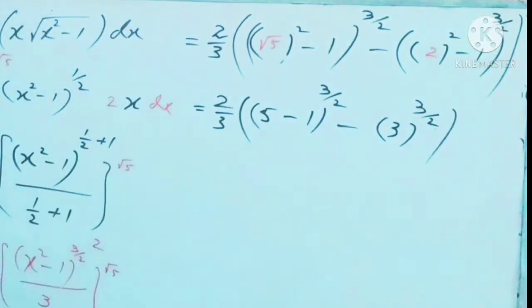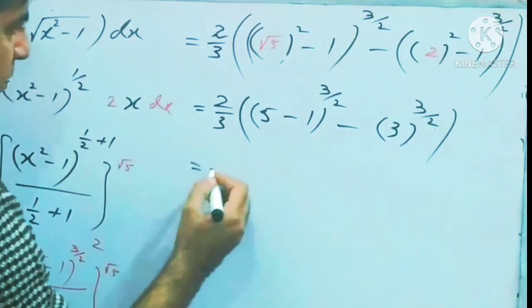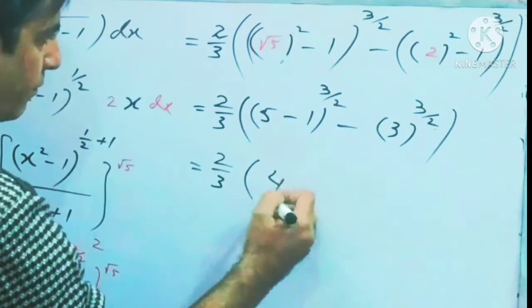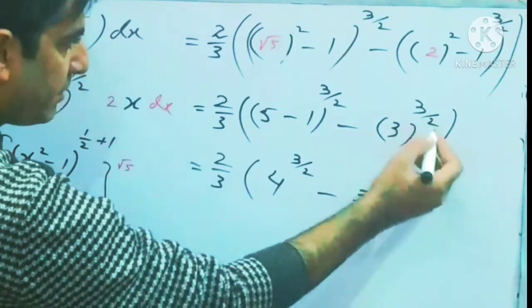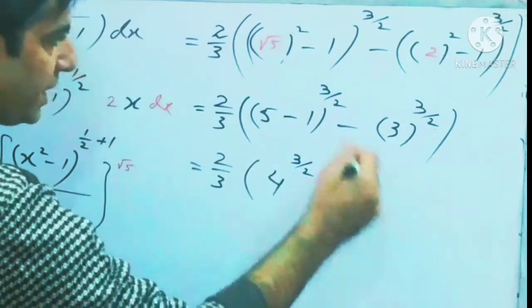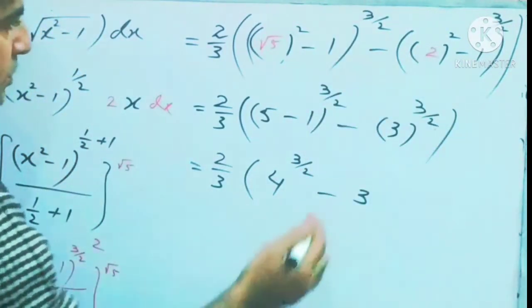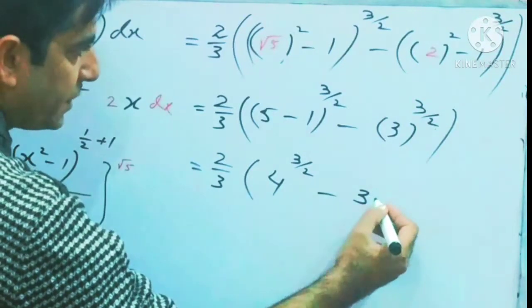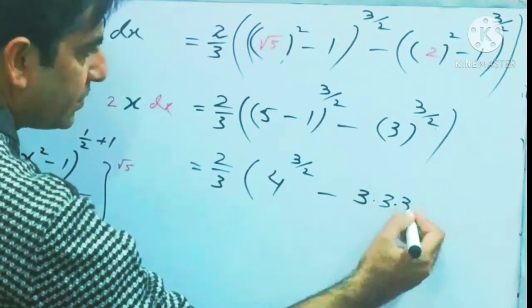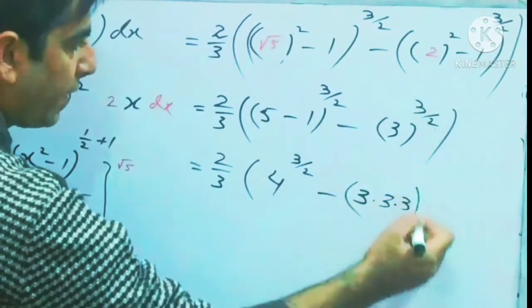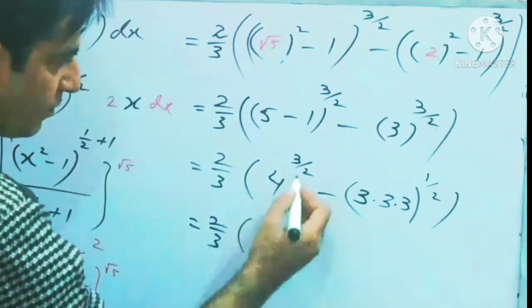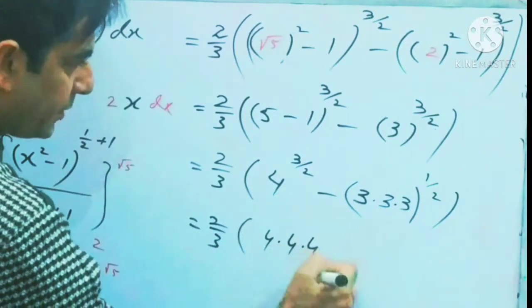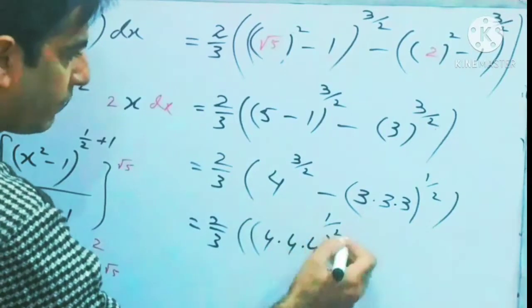So one problem of ours has been solved, no square root there. Just take power now, 2 by 3 raised to power 4 raised to power 3 by 2. 3 raised to power 3 by 2 means square root of 3 whole power 3. So we can take here 3 into 3 into 3, that is 3 cube, and whole power 1 by 2. Here also we can say that 4 into 4 into 4 whole power 1 by 2.